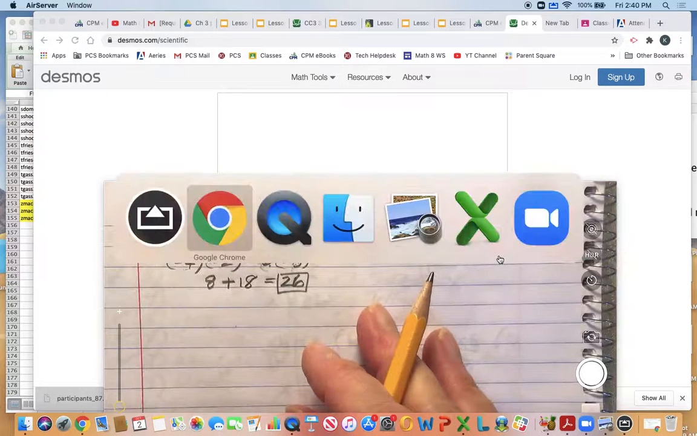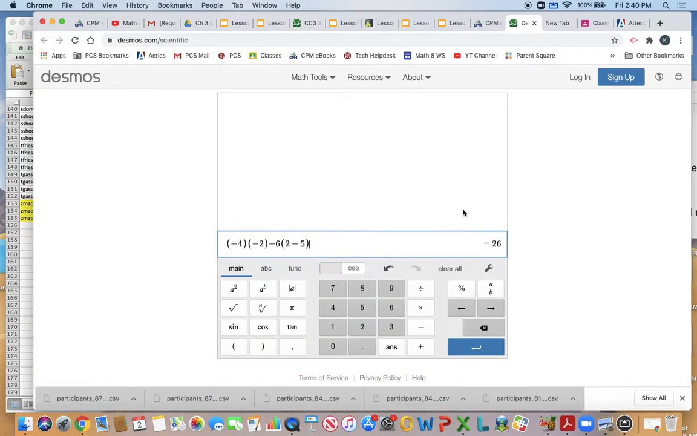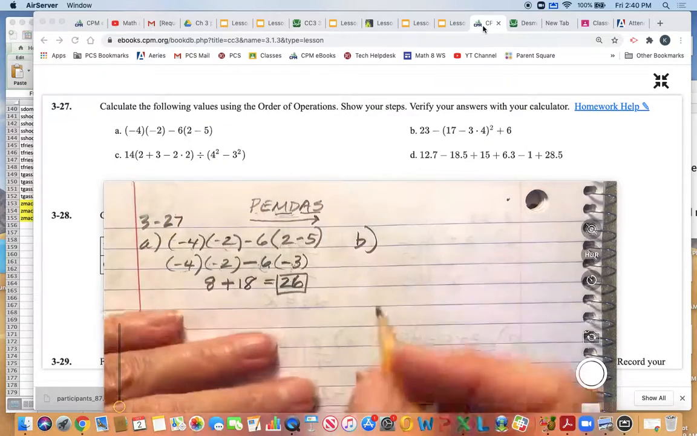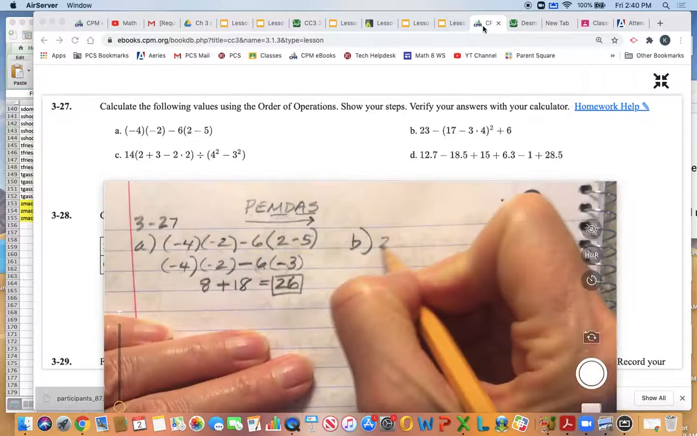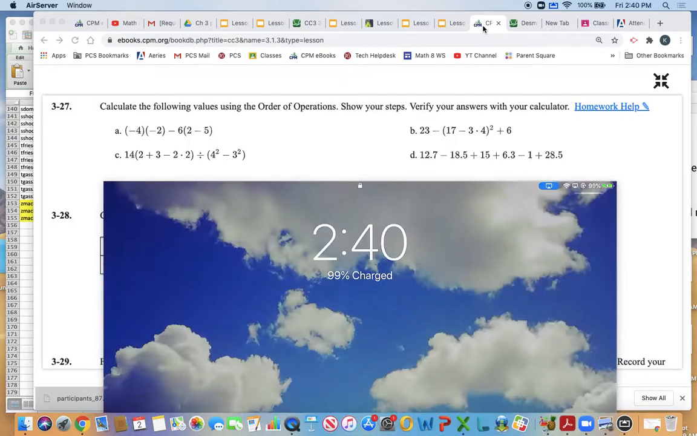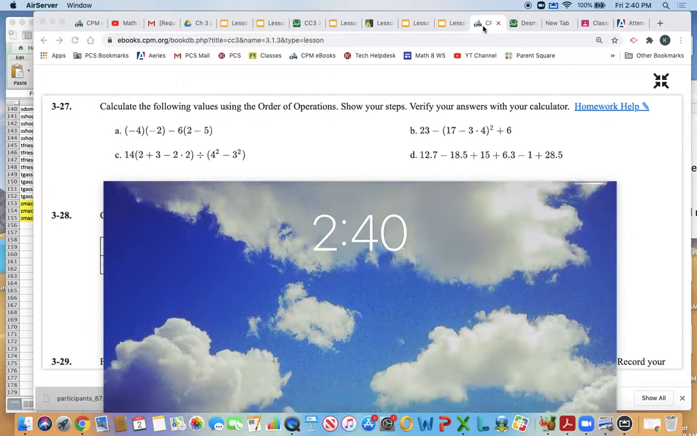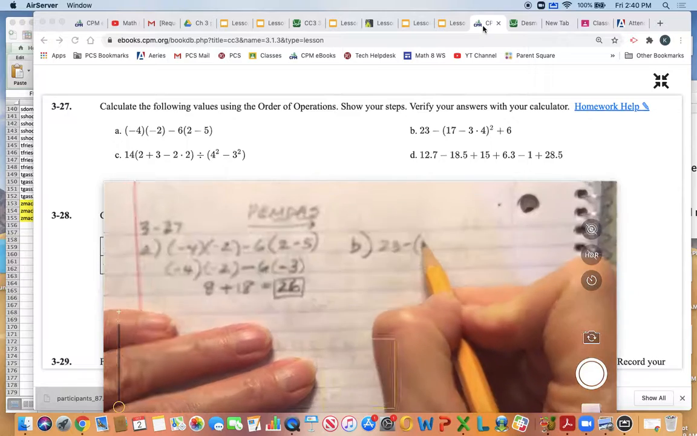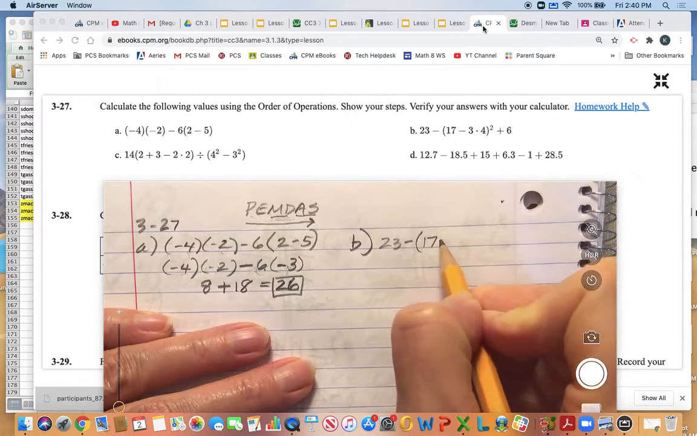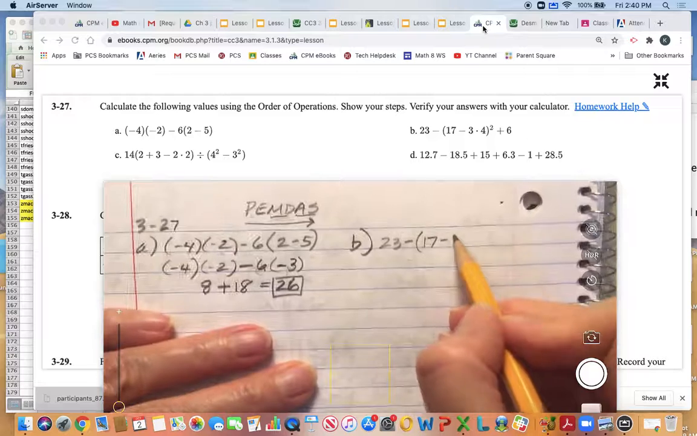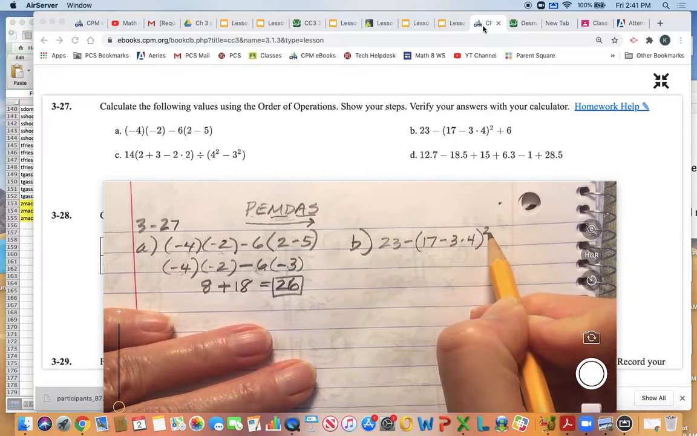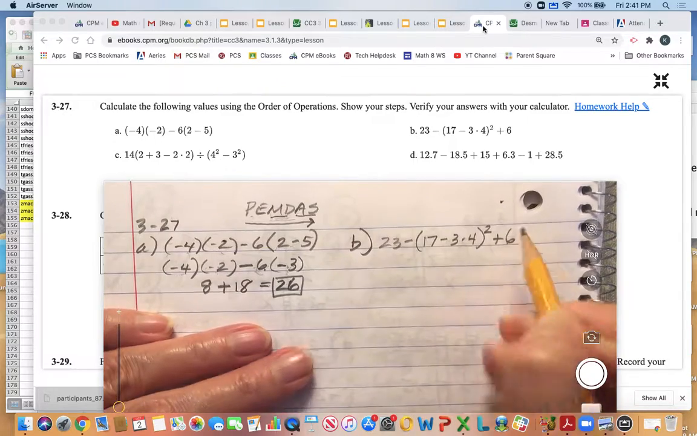All right, so, well, we're going to have to get back there. Okay, so B is 23 minus, my screen froze. Okay, so 23 minus 17 minus 3 times 4, and then that's squared, then a +6.